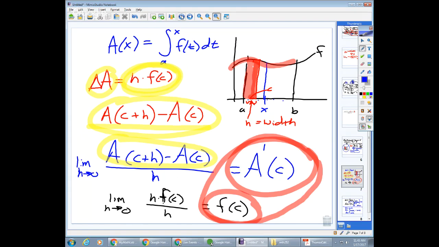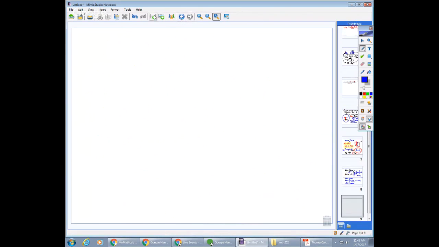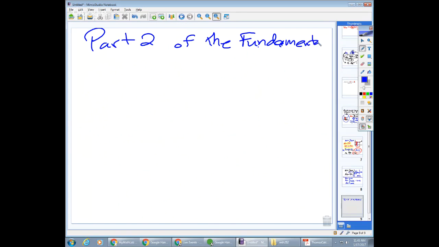Part 2 of the fundamental theorem is kind of interesting. Let's jump right to that. So part 2 of the fundamental theorem says that if you have any antiderivative, now I like to use an A for area, they like to use capital F's and little f's, so calculus is case sensitive if you haven't noticed already. So capital F is an antiderivative.